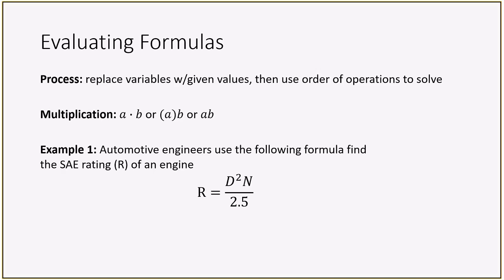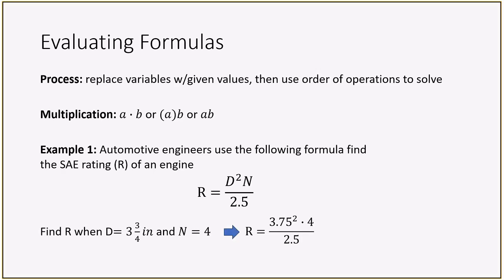So in this problem, we're given that automotive engineers use the following formula to find the SAE rating of an engine. We're going to call it R just to label it as a variable. My D is going to be 3 3/4 of an inch, and my N is going to be 4. So I plug those into my formula: 3.75 squared times 4 divided by 2.5. Following order of operations, I will get 22.5.